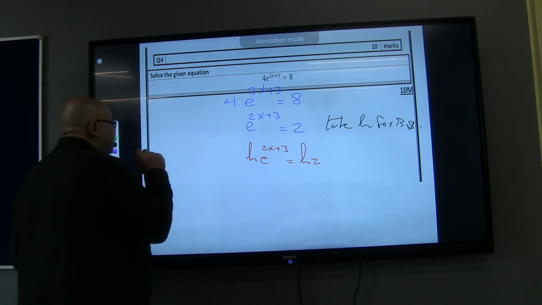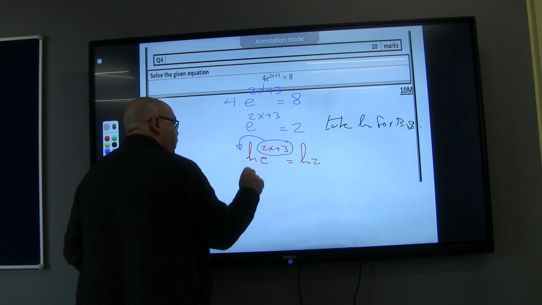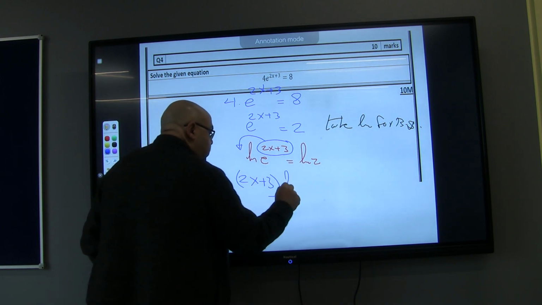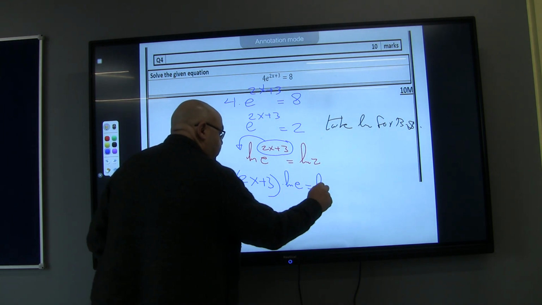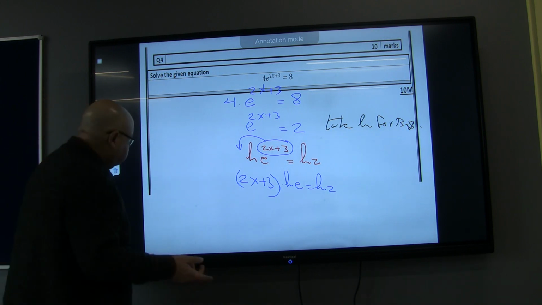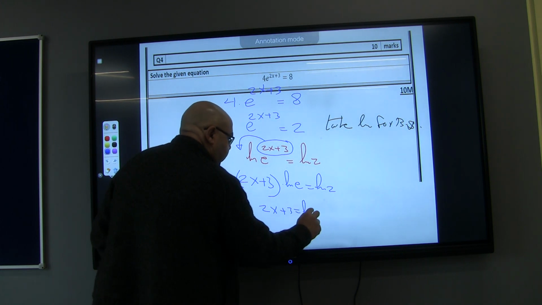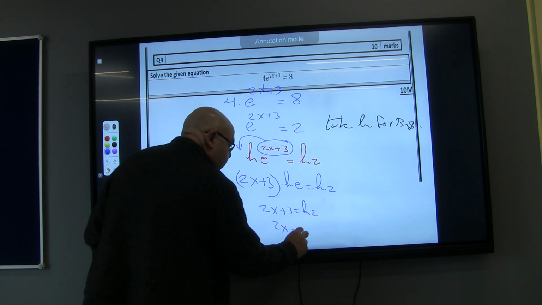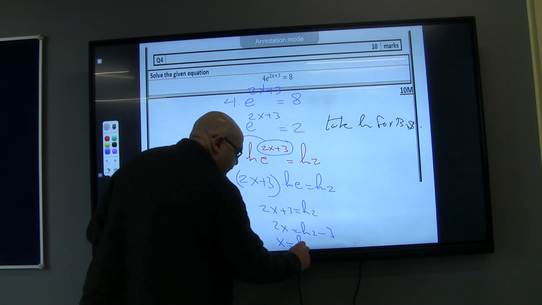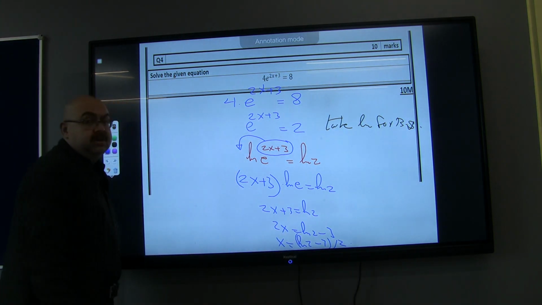Now we can take advantage of getting the power of this function to be outside. So simply it's going to be 2x plus 3 times ln e, which is going to equal ln 2. You don't have to write this one, as you know, ln e equals 1. Now you get your unknown simply, which is 2x plus 3 equals ln 2. You can do 2x equals ln 2 minus 3, and you will end up having x equals (ln 2 minus 3) divided by 2. This is the main steps.